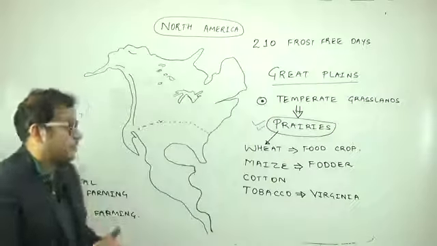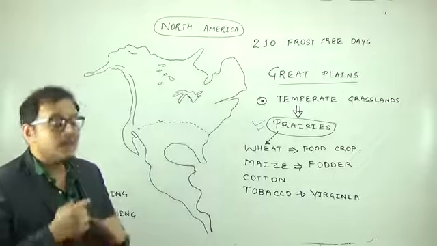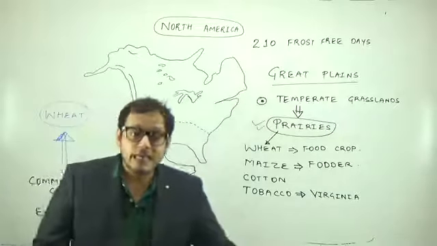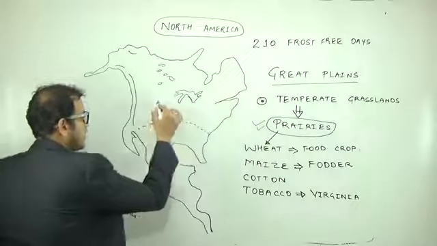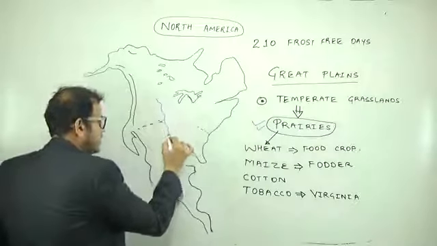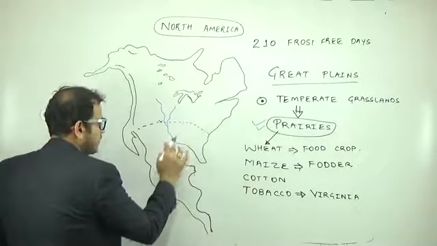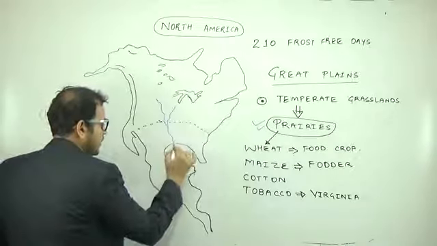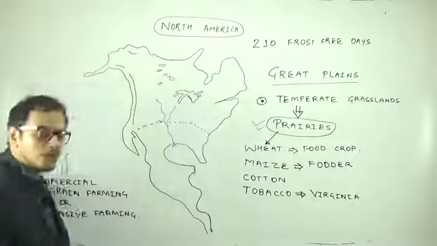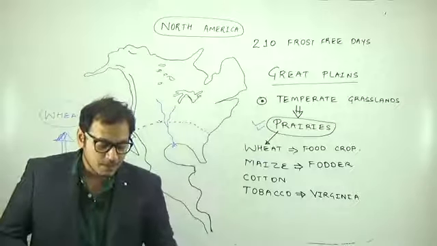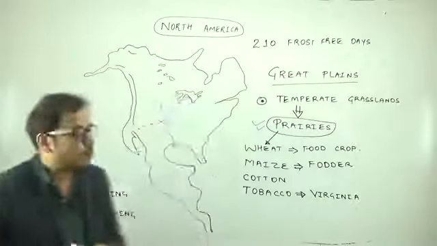Now, what is the other important thing about the prairies? In the prairies, you have the biggest river of North America, known as the Missouri and Mississippi River. It is one of the largest rivers of North America. So, which river flows through the prairie region? The river which flows through the prairie region is the Mississippi-Missouri River.